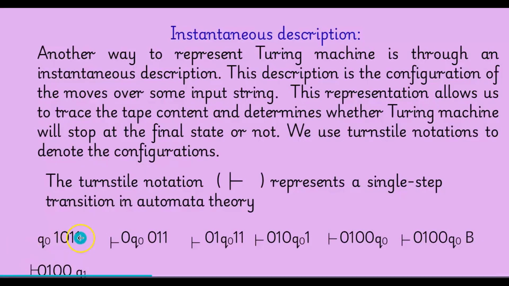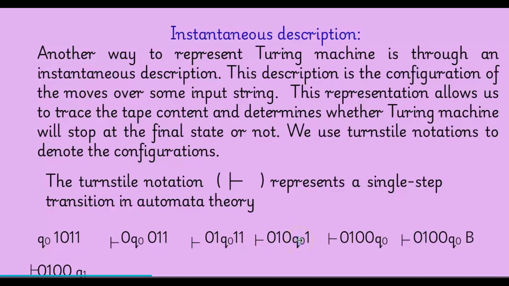Let us consider the sample input 1011. These symbols are available on the tape. Q0 is the initial state. When Q0 finds this 1 symbol, this 1 will be converted to 0 and again it comes back to Q0 state. In the next step, when Q0 finds a 0, this 0 will be converted to 1, again it comes back to Q0 state. In the next step, when Q0 finds a 1, this 1 will be converted to 0, again it comes back to Q0 state.